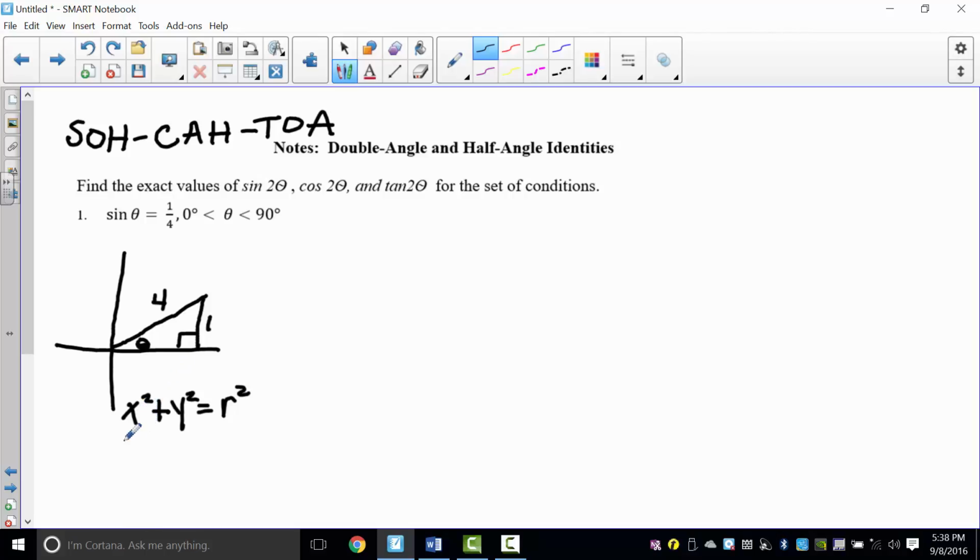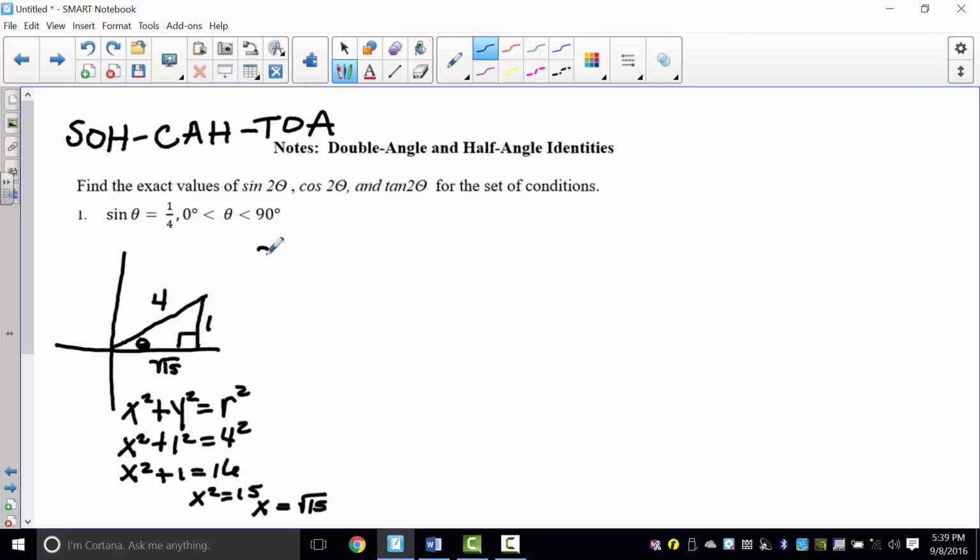So the x value is what we're looking for. The y value is 1. And your r value, which is your hypotenuse, is 4. Solve for x. Subtract 1 from both sides. So you get x equals radical 15 once you take the square root of both sides. So the missing side is radical 15.